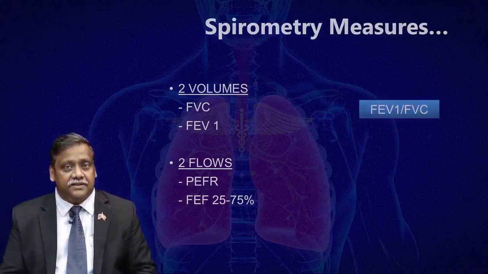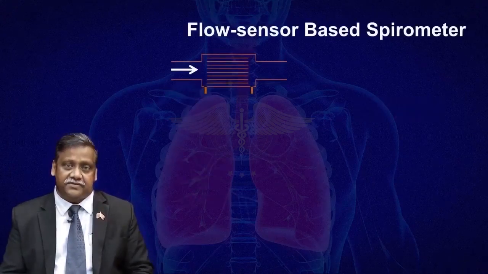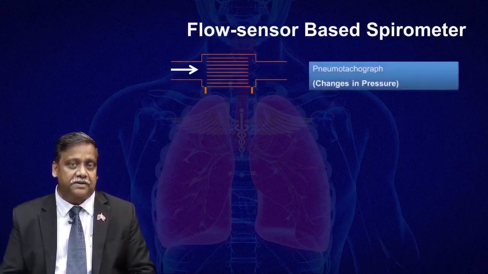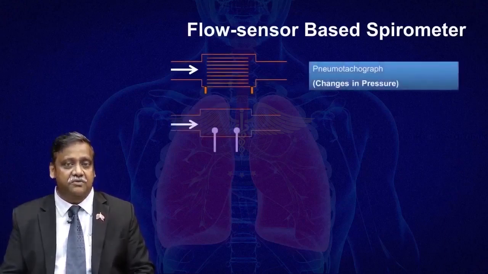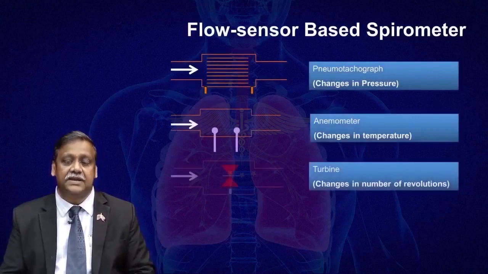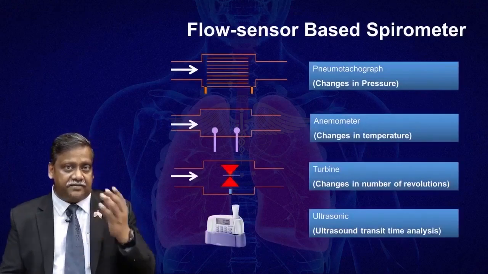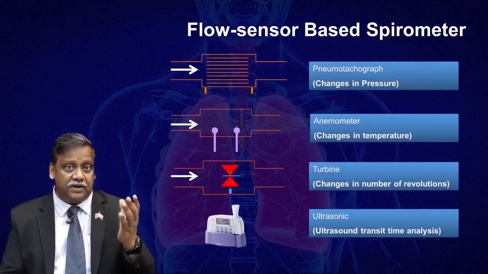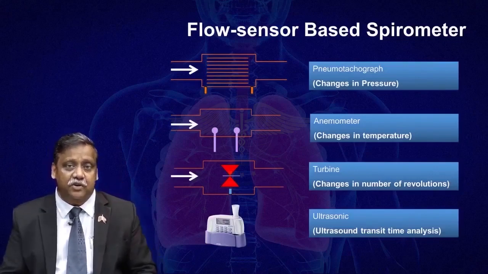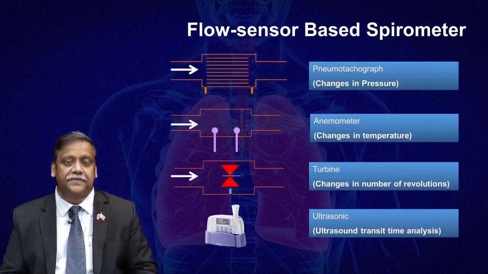The spirometer has various types of flow sensors. You have the pneumotach based flow sensor, the anemometer based flow sensor, the turbine, and the ultrasonic based flow sensors. So these are the different flow sensors that measure flow, and then flow is converted into volume using highly sophisticated mathematical equations.